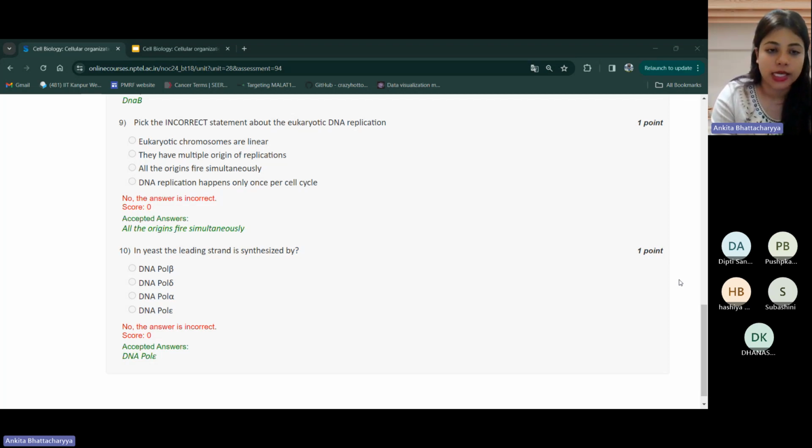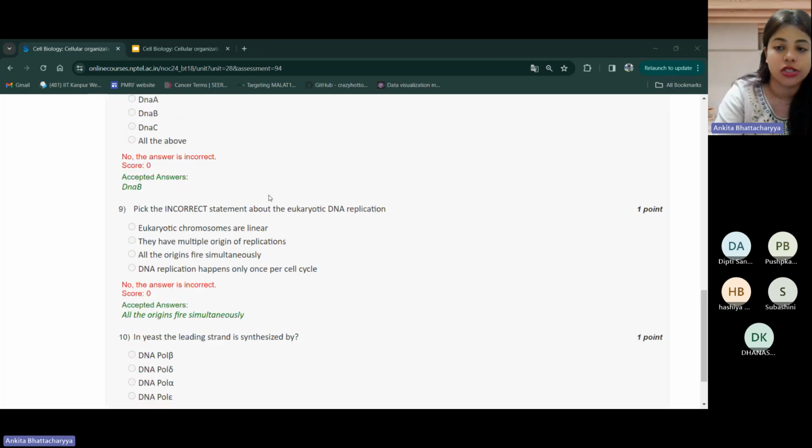So Pol delta and Pol epsilon majorly carry out the process of replication. In the case of eukaryotes, particularly elaborate studies have been carried out in yeast, and among them, Pol epsilon is what controls replication for the leading strand, which is what the question has talked about. So with this, the questions that were a part of the previous week's assignment come to a completion.